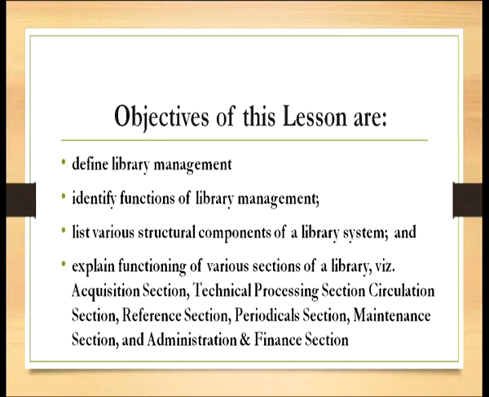So, the objectives of these lessons are basically to define the library system, identify functions of library management, list various structural components of a library system and explain the functioning of various sections of a library like the acquisition section, technical section, processing section, circulation section, reference section, periodical maintenance section and administration and financial section.